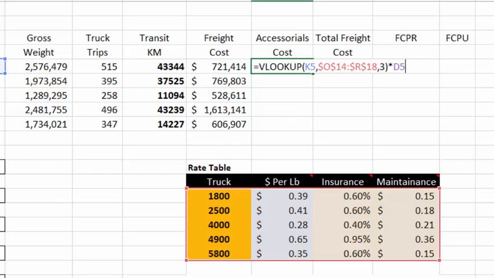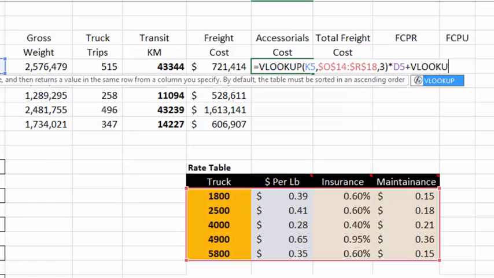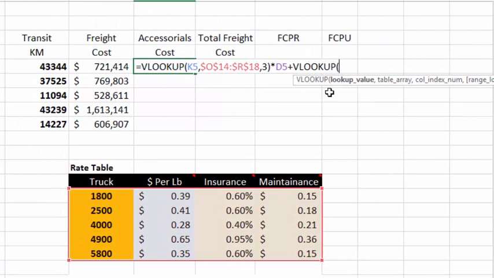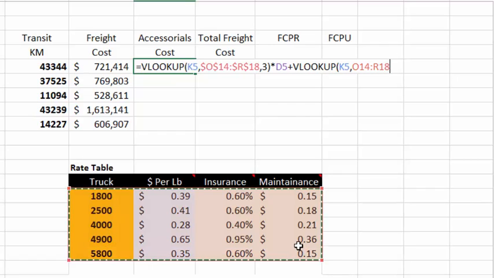and add a plus sign and another VLOOKUP. So just think of it as doing two separate VLOOKUPs in two separate columns, except we're doing it all in one, right? First thing, what are you looking for? The truck number, comma, where? Here, comma, which column do you want? 1, 2, 3, or 4? Well, we want 4, right? Close the bracket. Don't forget, highlight, F4.